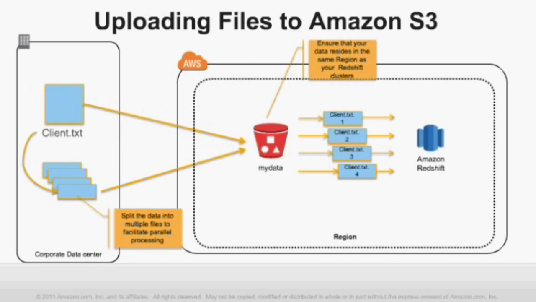Here, the automatic upload from on-premise file is depicted on the screen in front of you. Files are split into multiple pieces to facilitate the parallel processing. You're going to move data into the same region that your Redshift cluster exists in, and then when you do the copy command, multiple files will be moved in parallel into Redshift. And the idea here is, without getting into too much of the detail, that for every core that you're running within Redshift, you can be copying a file over. All right.